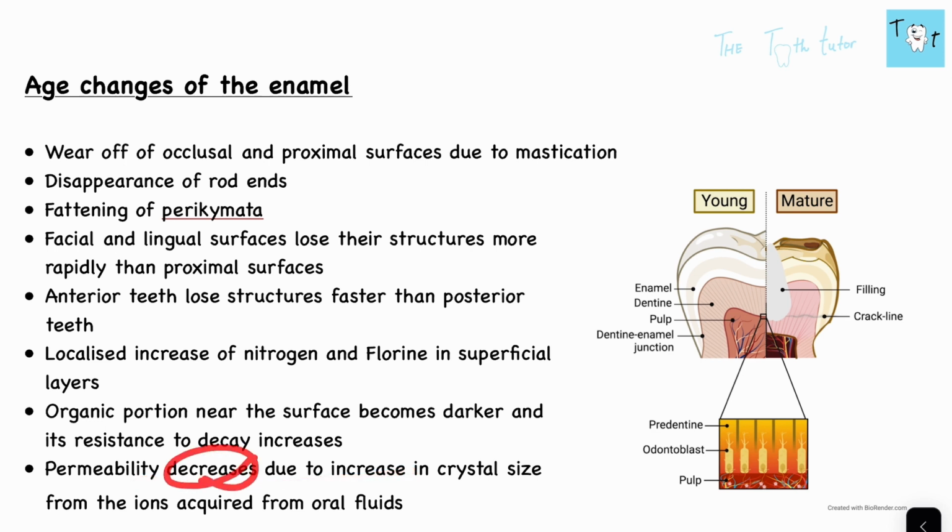permeability decreases due to increase in crystal size from the ions acquired from oral fluids. So what's happening is we had these hydroxyapatite crystals. Okay, so we had two of these crystals. So there are pores in between these crystals. Okay, so this allows permeability. But as we age, these crystals are increasing in size. They are gaining more inorganic content. It's accumulating over them from the saliva.